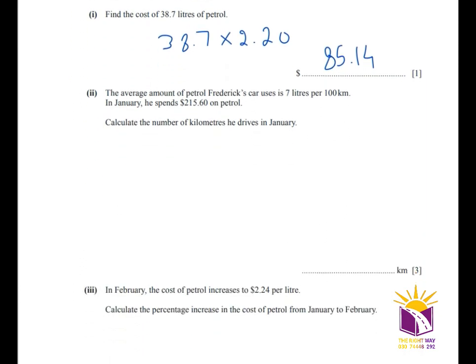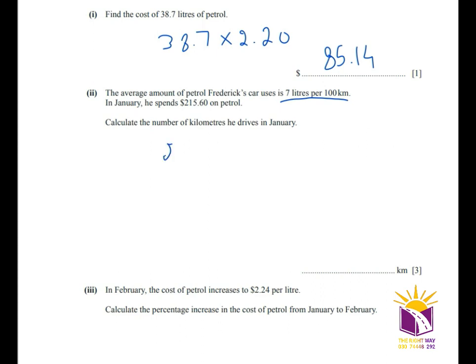The average amount of petrol Frederick's car uses is 7 liters per 100 kilometers. So it uses 7 liters for 100 kilometers. In January, he spent $215.60 on petrol. Calculate the number of kilometers he drove in January. First of all, I am going to find the number of liters of petrol. How many liters of petrol has he used?